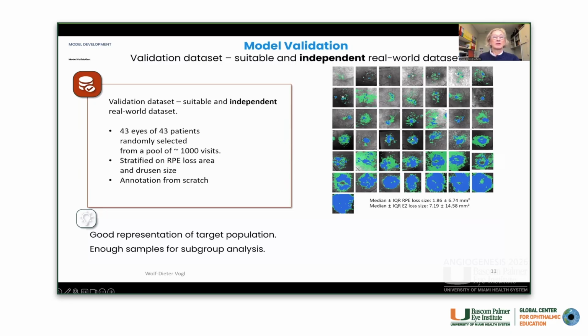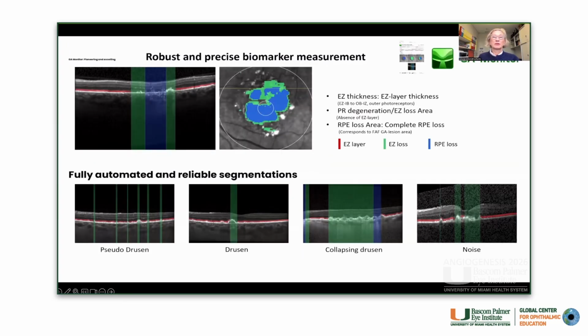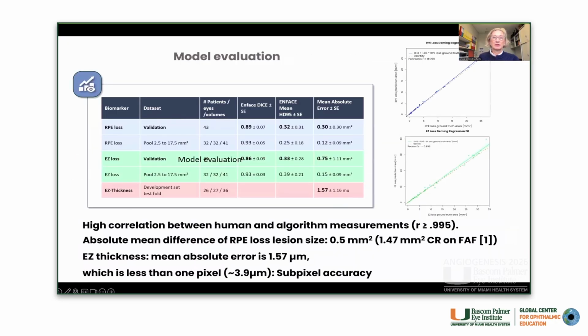Model validation has to provide a good representation of the target populations and offer enough samples for subgroup analysis. We used a validation data set of 43 eyes of 43 patients randomly selected from 1,000 visits and stratified for RPE loss area, which is GA lesion, and drusen size. This allowed us to obtain a robust and precise biomarker measurement, particularly focusing on EZ thickness and not only EZ and RPE loss. Fully automated and reliable segmentations have to be resistant to pseudodrusen presence, drusen collapsing, drusen noise, all features that occur very often in AMD and particularly in GA lesions.